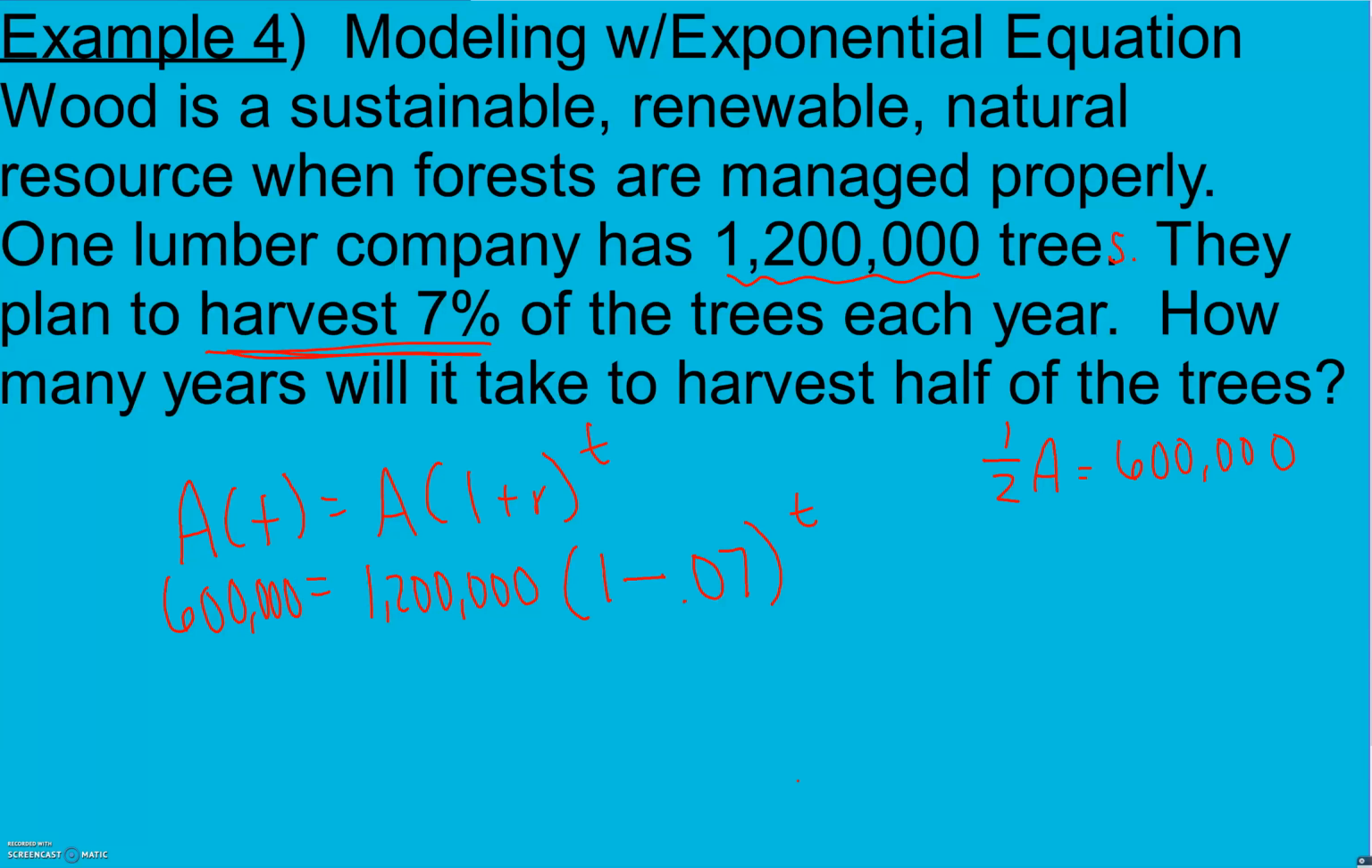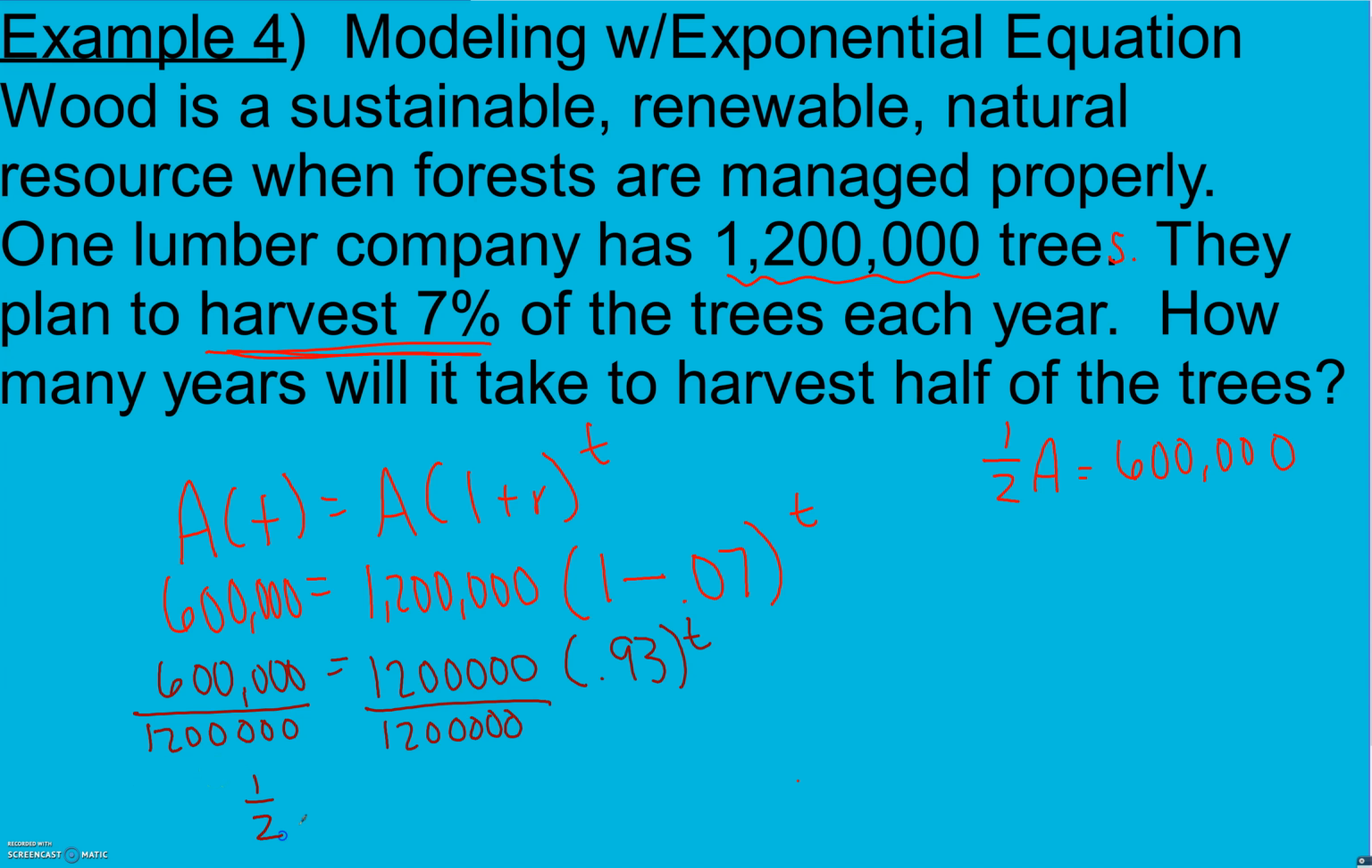We can simplify a little bit here. 1.2 million times 0.93 to the t power equals 600,000. Divide by our A value, our 1,200,000. We get half equals 0.93 to the t. Before, when we did these problems, that was all the further we could go.